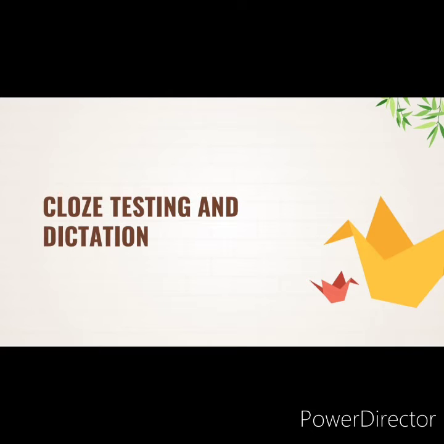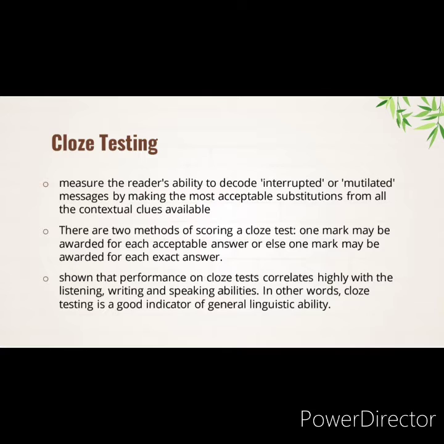Under this integrative approach, it is actually divided into two ways of assessing one's learners: cloze testing and dictation. Let's start with what is cloze testing. It measures the reader's ability to decode interrupted and mutilated messages by making the most acceptable substitutions from all the contextual clues available. So it actually works this way.